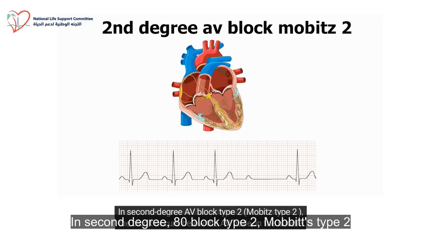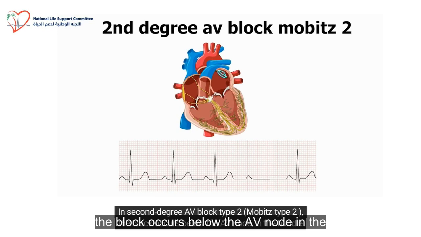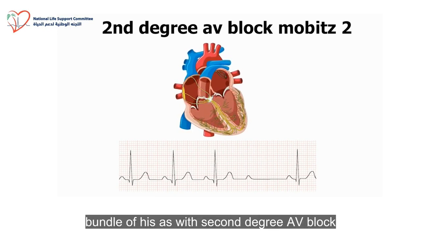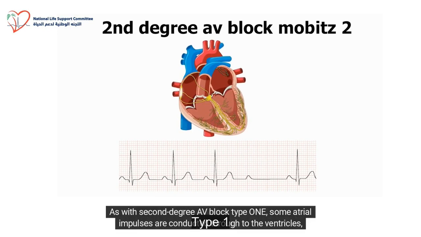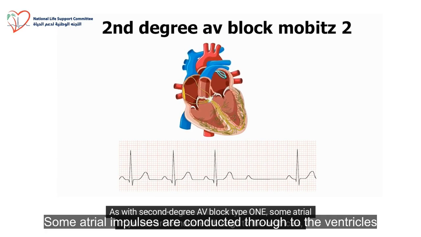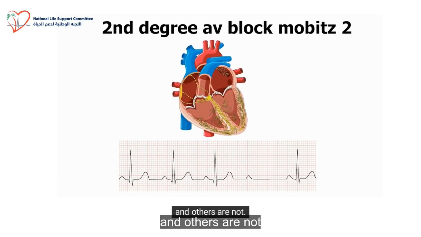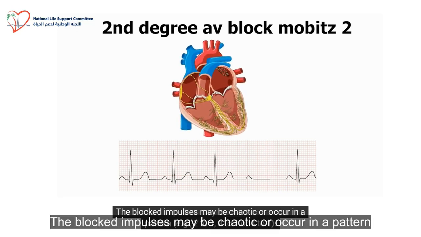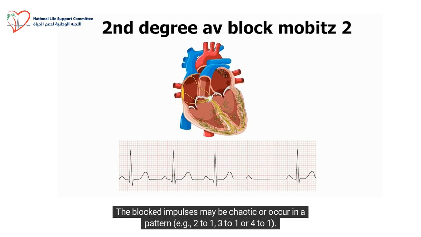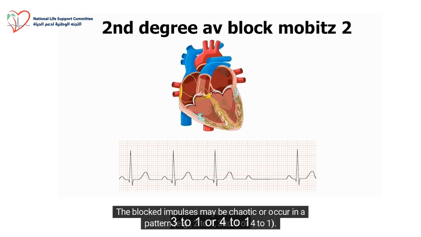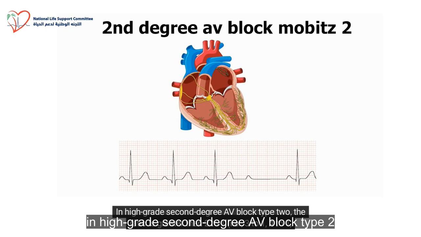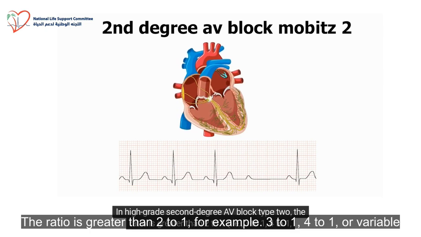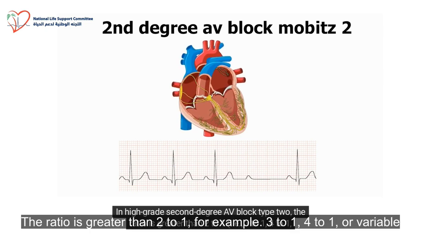In second-degree AV block type 2, Mobitz type 2, the block occurs below the AV node in the bundle of His. As with second-degree AV block type 1, some atrial impulses are conducted through to the ventricles, and others are not. However, there are no progressive delays. The blocked impulses may be chaotic or occur in a pattern, for example, 2 to 1, 3 to 1, or 4 to 1. In high-grade second-degree AV block type 2, the ratio is greater than 2 to 1, for example, 3 to 1, 4 to 1, or variable.